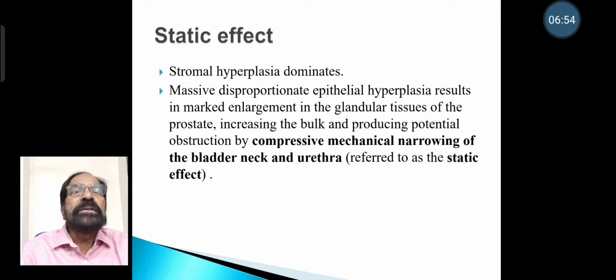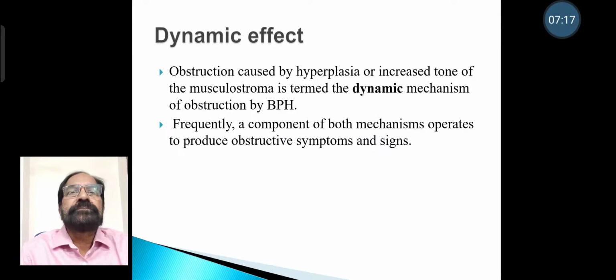Massive disproportionate epithelial hyperplasia results in marked enlargement of the glandular tissues of the prostate, increasing the bulk and producing potential obstruction by compressive mechanical narrowing of the bladder neck and urethra, referred to as static effect. Dynamic effect. Obstruction caused by hyperplasia or increased tone of the muscular stroma is termed dynamic mechanism of obstruction of the BPH. Frequently, a component of both mechanisms operates to produce obstructive symptoms and signs.